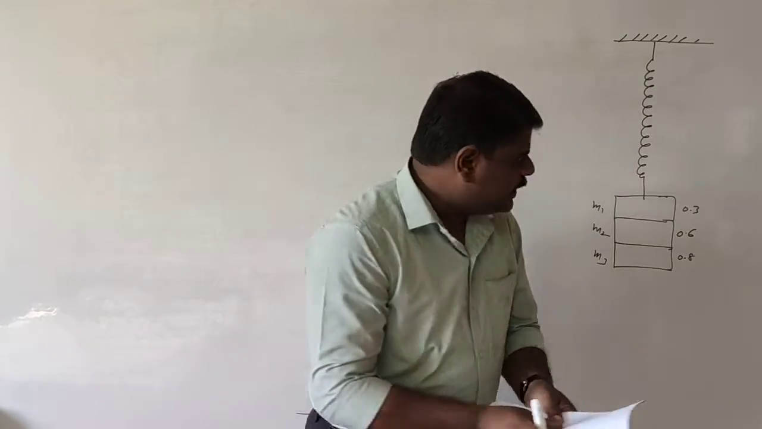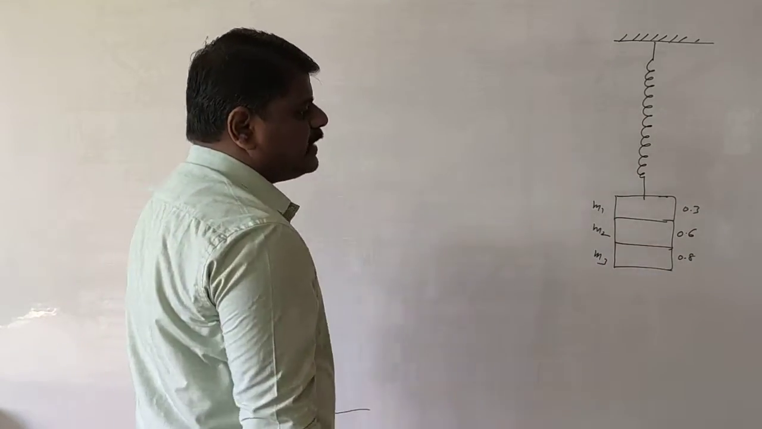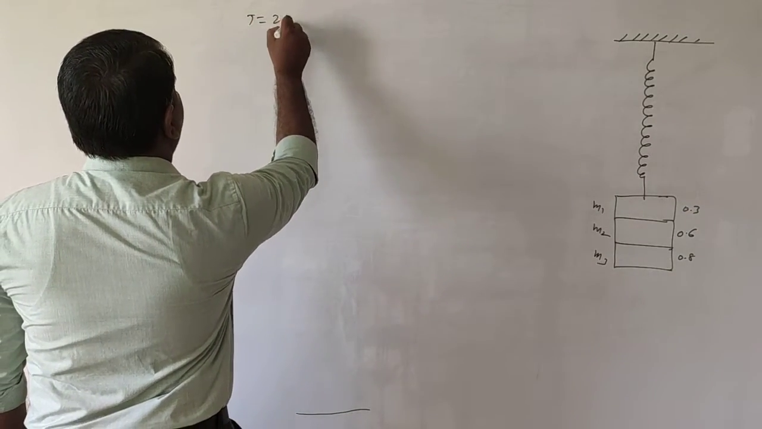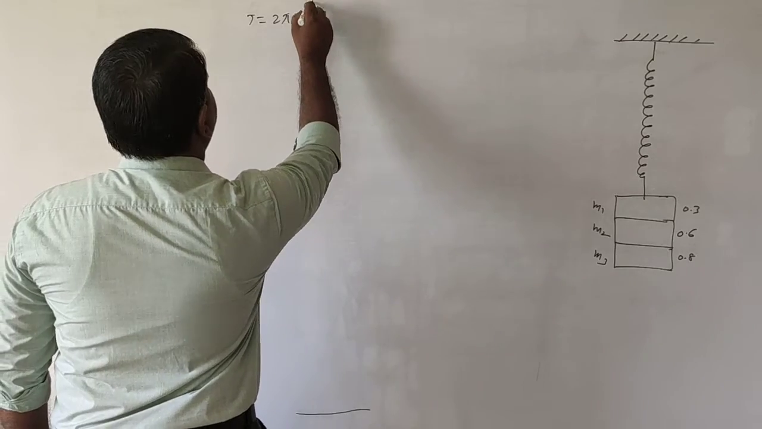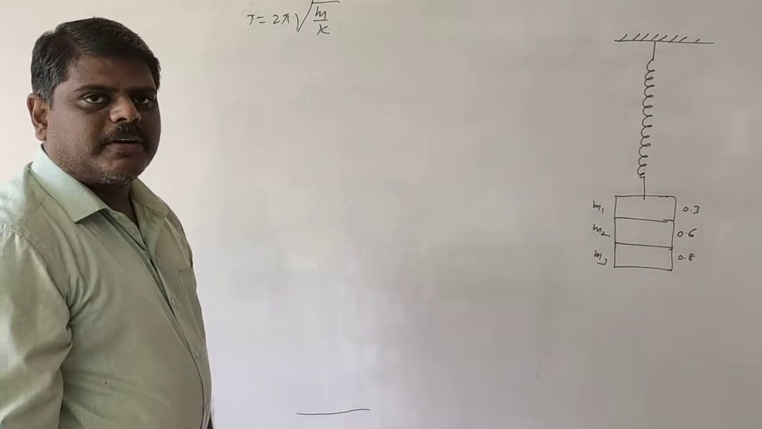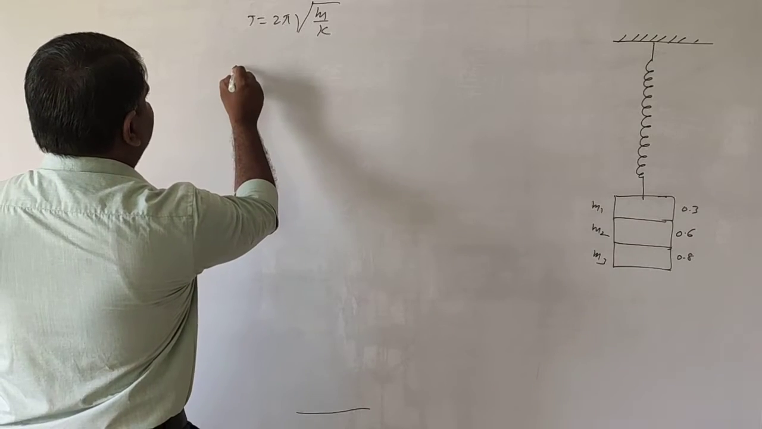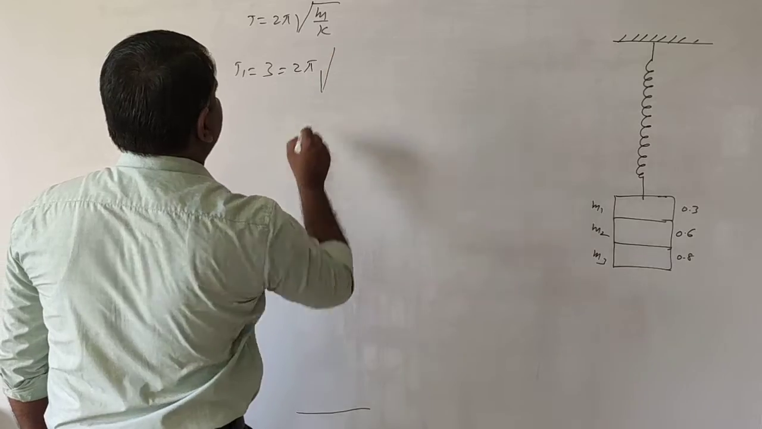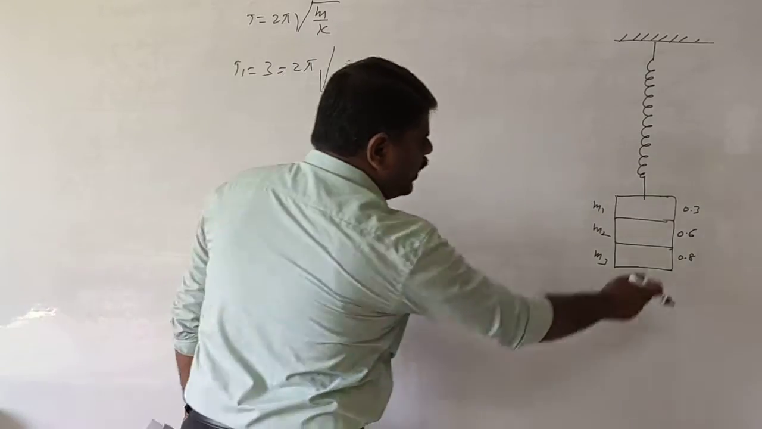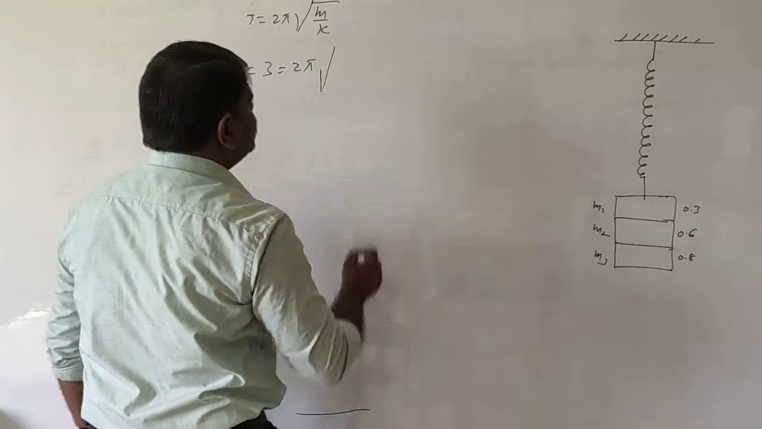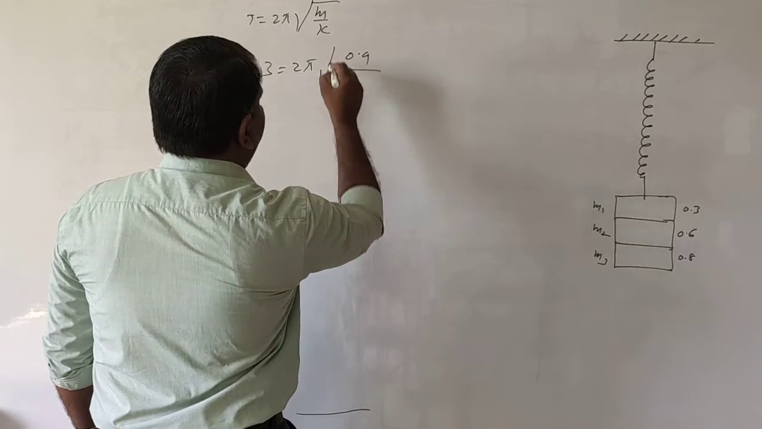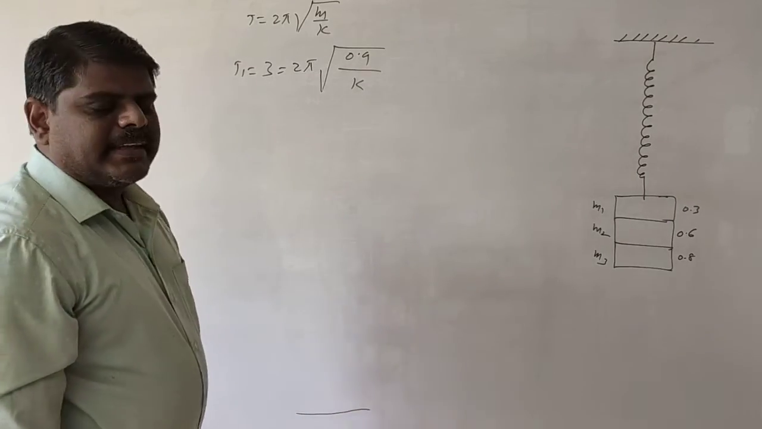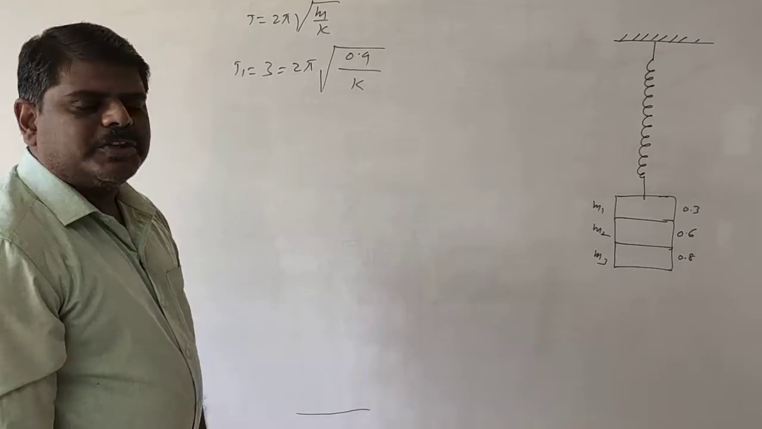So let's find out. In the first case, when the 0.8 kg is removed, the time period T is equal to, the formula is, 2 pi into under root of m by k. So first you can write that T1 is equal to 3, which equals 2 pi into under root of the m value, which is 0.6 plus 0.3. So it becomes 0.9 by k. Now just simplify this equation.